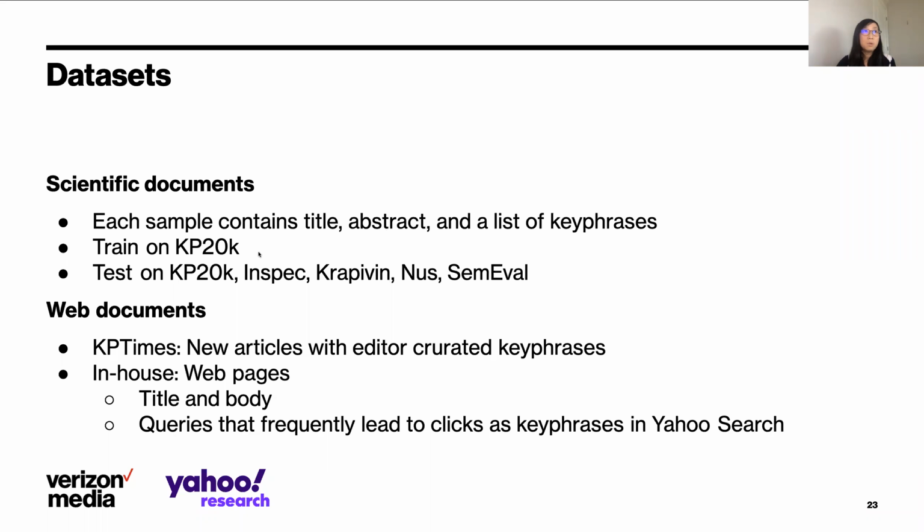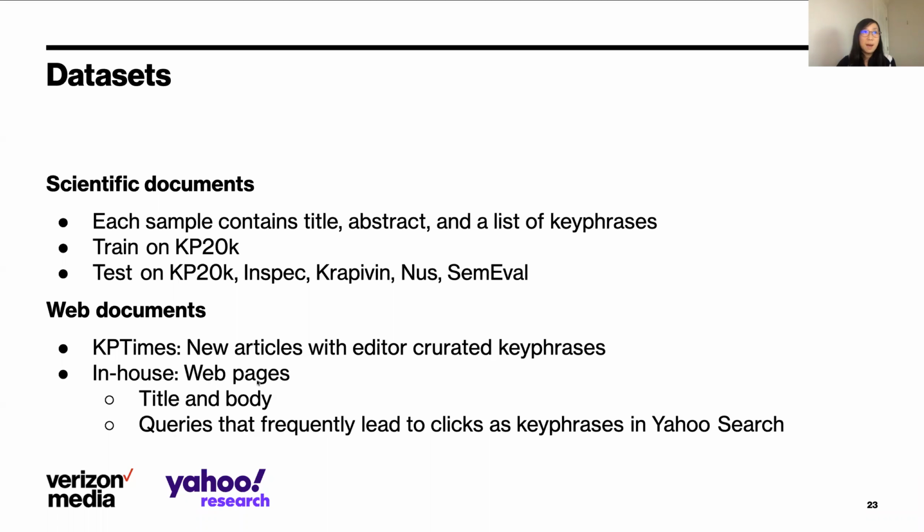And then the model is trained with this KP20K dataset because it has a larger amount of data, and all the others are tiny datasets just used for evaluation purpose. And this is a very standard setting in all these key phrase generation tasks. And then we also consider datasets from the web domain. The first dataset is KP Times. It's also a public dataset that's composed of a number of news articles. And the ground truth keywords are provided by professional editors.